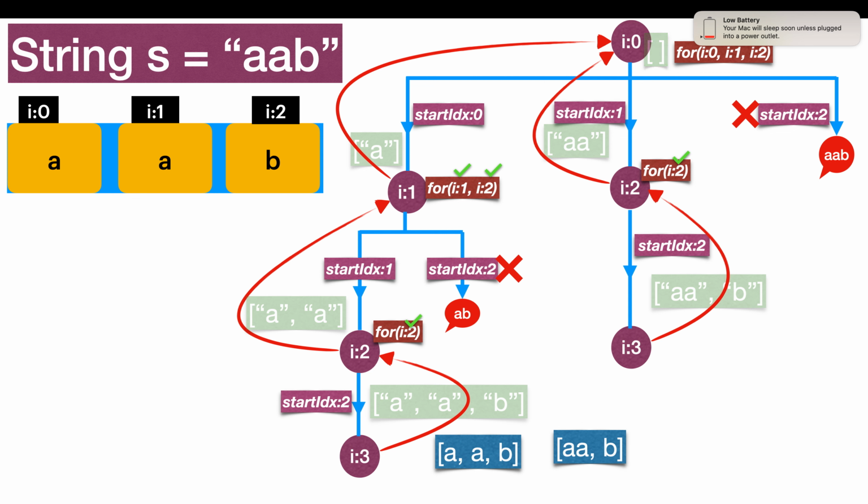So we figure out the possible partitions, which are A, A, B and AA, B. That's it. So hope you like the explanation and you crack the algorithm here. So let me walk through the code. If you see, the input is going to be index 0 as an empty list and you have an empty result.